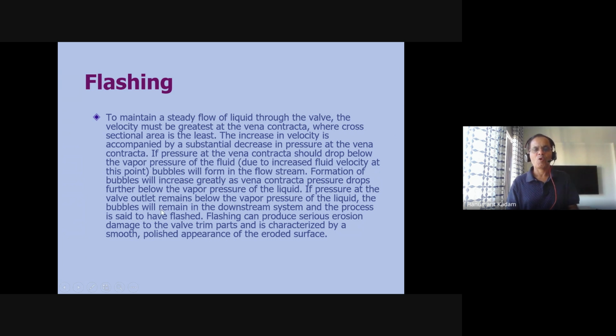If the pressure at the valve outlet remains below the vapor pressure of the liquid, the bubbles will remain in the downstream system and the process is said to have flashing. Flashing can produce serious erosion damage to the valve trim parts, and is characterized by a smooth and polished appearance of the eroded surface. When we maintain the valve, if we see the valve body and seat have damage, that is because of the flashing effect. And why does flashing happen? Because of more fluid velocity.